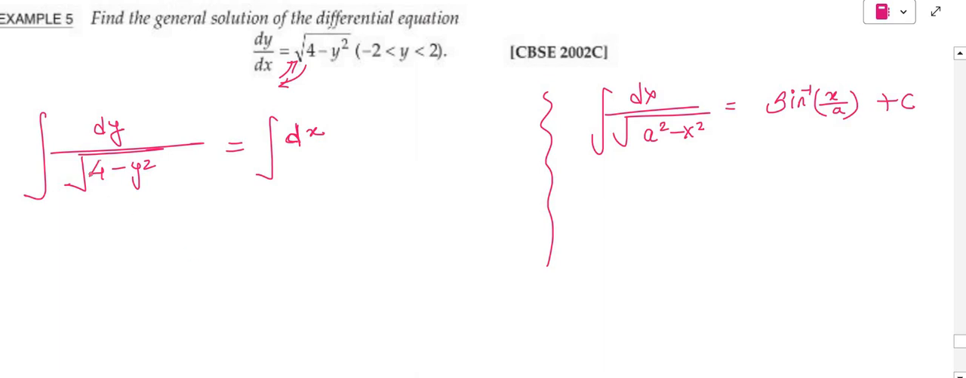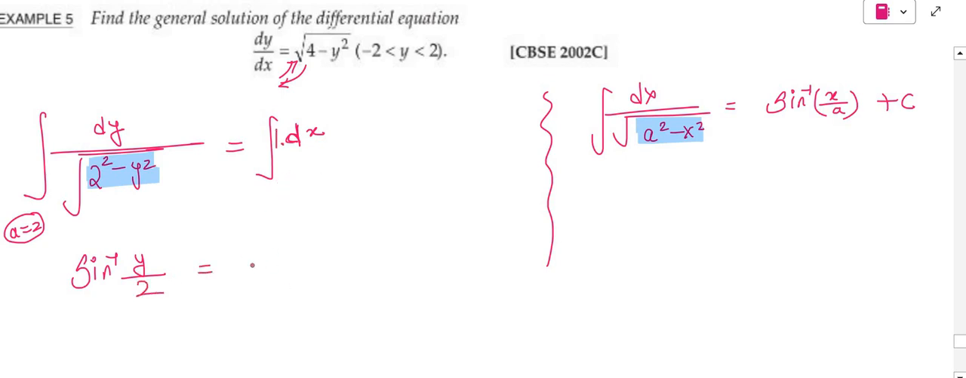How? See, this 4 is nothing but I can write 2 square. Now this one is exactly matching with this. Correct? If you see it, so this will be sine inverse of y, and what is a here? Here a is 2. If I compare this by 2 is equal to, this is 1.